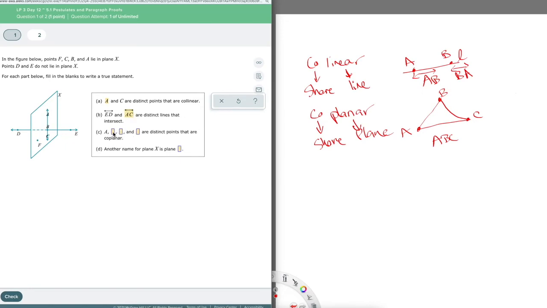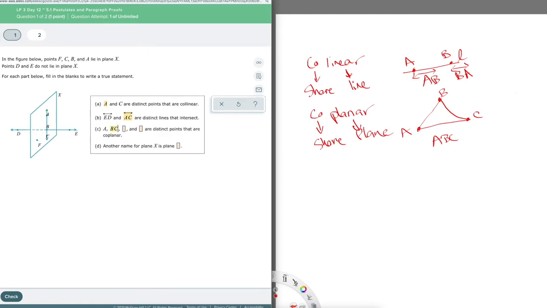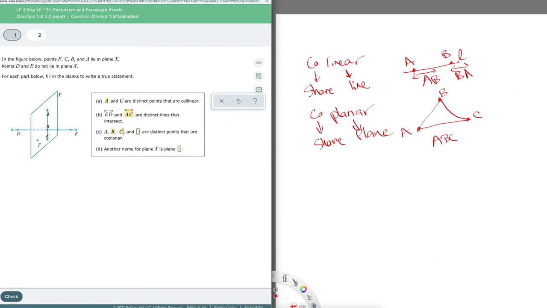Next, A, blank, blank, and blank are distinct points that are coplanar. Well, we already talked about that. It told us these 4 points lie on the same plane, so A, B, C, and F, they gave us that answer. Next, why isn't it going to the next one? I can't press the arrow, I guess I have to press the tab button. C and F are distinct points that are coplanar.